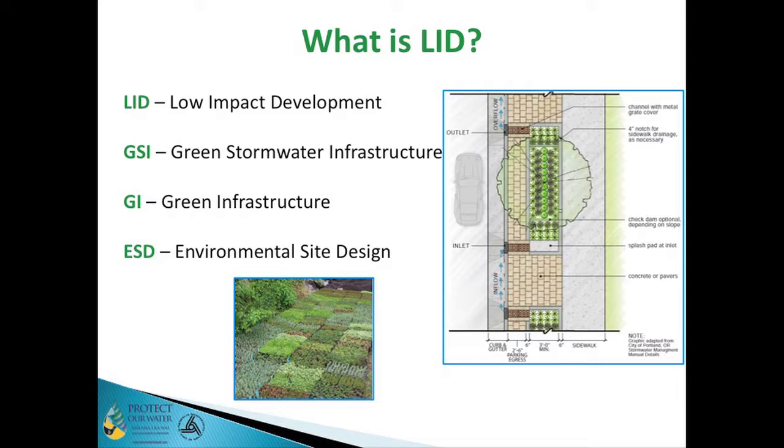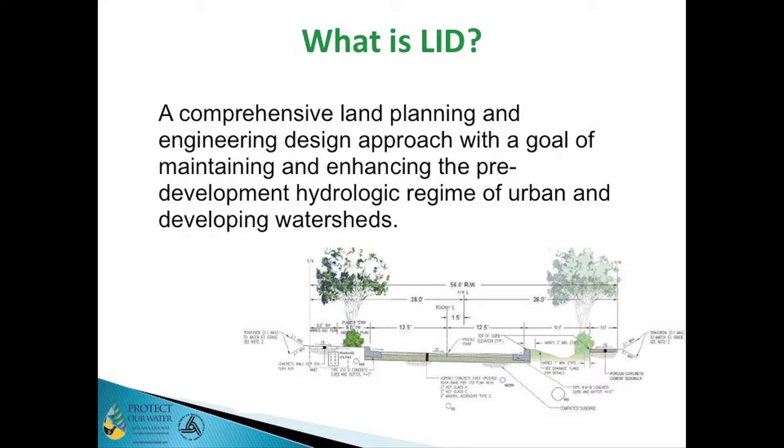we typically talk about thumbprinting, trying to go into a site and disturb the minimum amount of area possible. And so it's sort of looking at your whole site from an environmental perspective, although it can be applied to larger projects. And I'm going to focus probably more today on how this applies to linear projects like road and highway projects. One of many definitions out there, a comprehensive land planning and engineering design approach with the goal of maintaining and enhancing preconditioned hydrology.